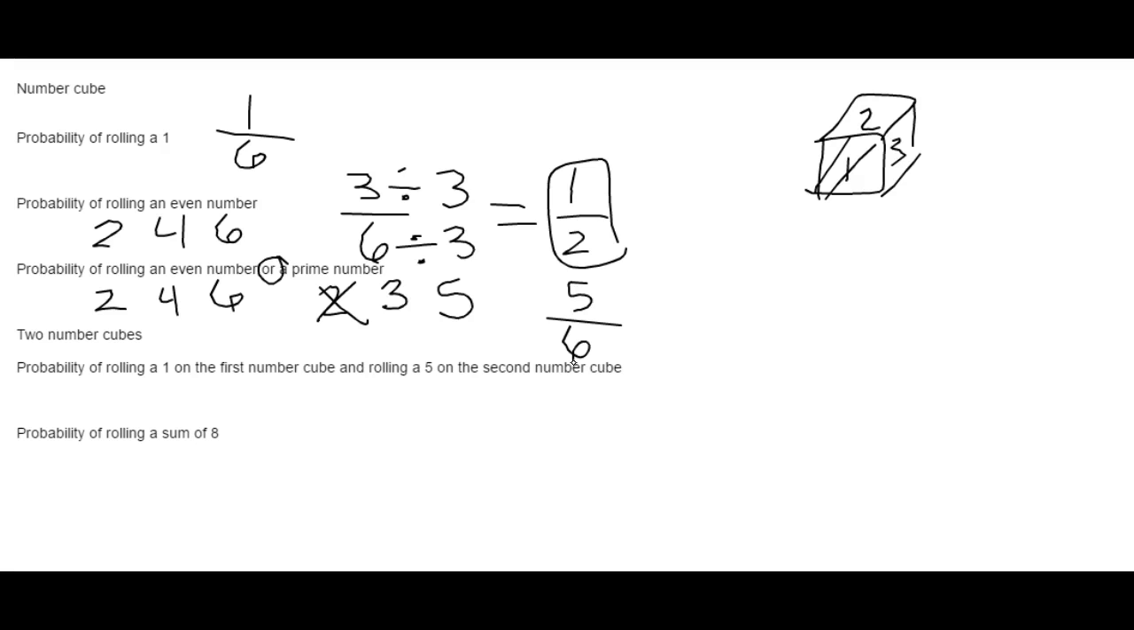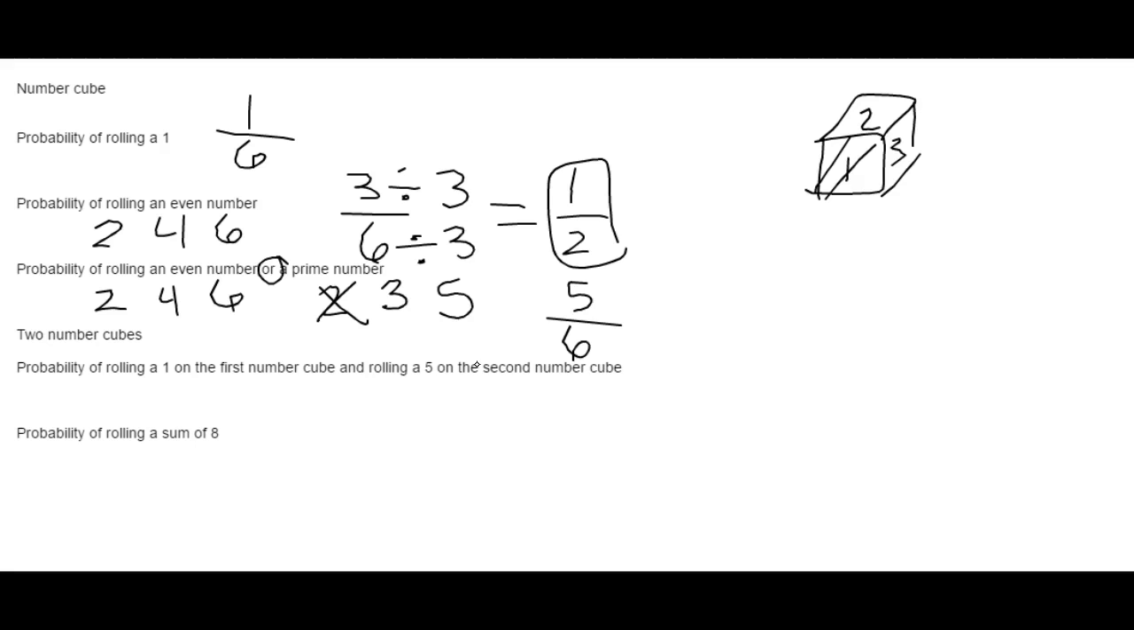Then we can switch it up even further and roll 2 number cubes at once. So if we have 2 number cubes, what's the probability of rolling a 1 on the first number cube and rolling a 5 on the second number cube? So rolling a 1, there's only 1 possibility, and rolling a 5, there's only 1 possibility. But what do we do when there's 2 dice going?